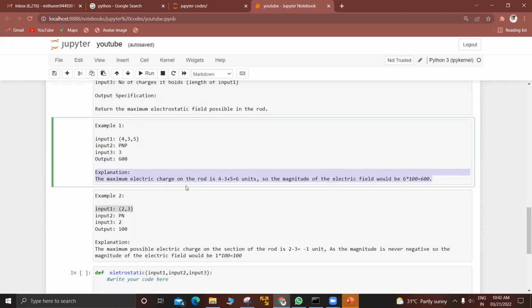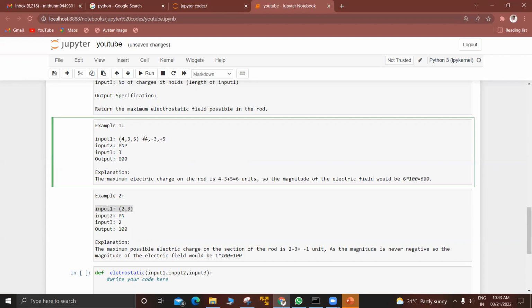The maximum electric field on the rod is 4 minus 3 plus 5 is equal to 6 units. They have assigned, if there is a P at the 0th position, they have assigned plus sign for input 1 at the 0th position. That means plus 4, minus 3, plus 5.